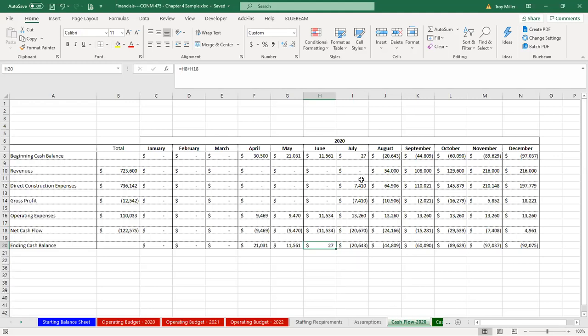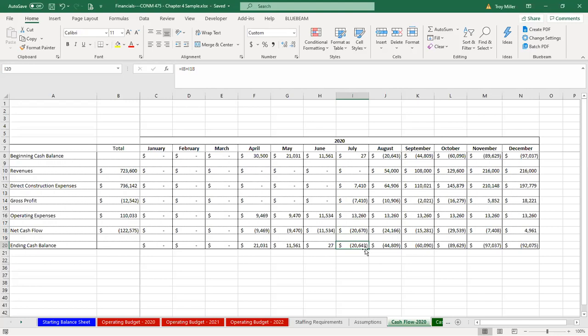Come July, I've actually started, if you guys remember from last time, my first project. So at this point, I have direct construction expenses of $7,400, which gives me a negative gross profit now of $7,410. And I've got operating expenses of 13. So now I get into this next month of July, and my net cash flow is now a negative $20,000.